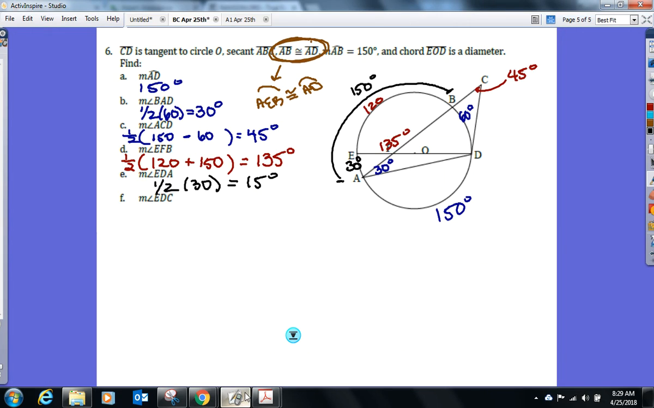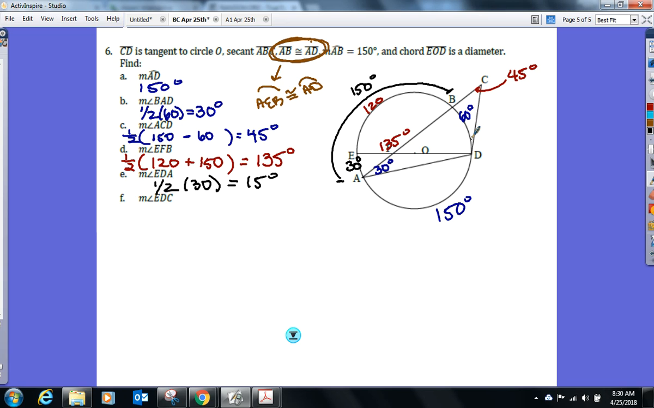Hi, Joanna, how are you? Usually part F, that's the hardest one, right? EDC, do you see that angle, EDC? Is it outside? Is it inside? Ooh, it's one of those special angles, isn't it? Because it's formed by a chord, a diameter, and what did we say CD was? A tangent. You remember how we found that one? You took a chord and a tangent.